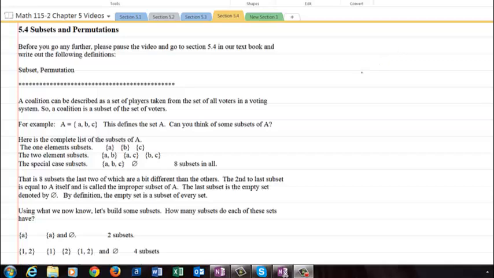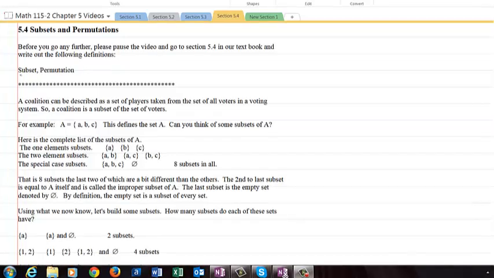Section 5.4, Subsets and Permutations. Before we go any further, please pause the video and go to Section 5.4 in our textbook and write out the following definitions. Subset and permutation.